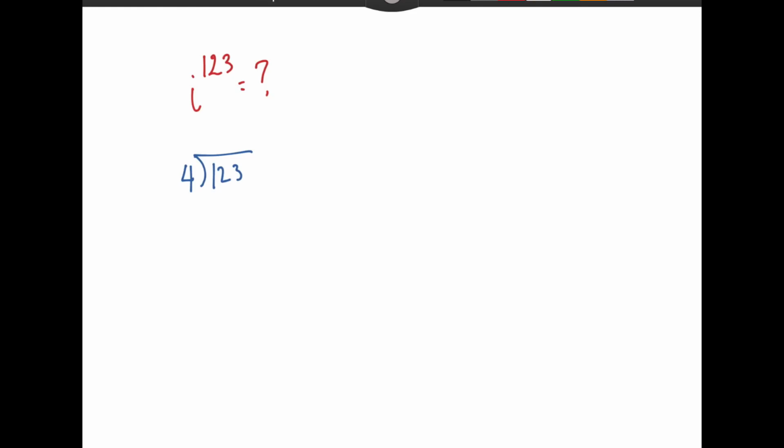Now, what about i to the 123? Same thing, we do 4, and we see how many times it goes in. Since it's the remainder 3, that means this is going to be negative i.